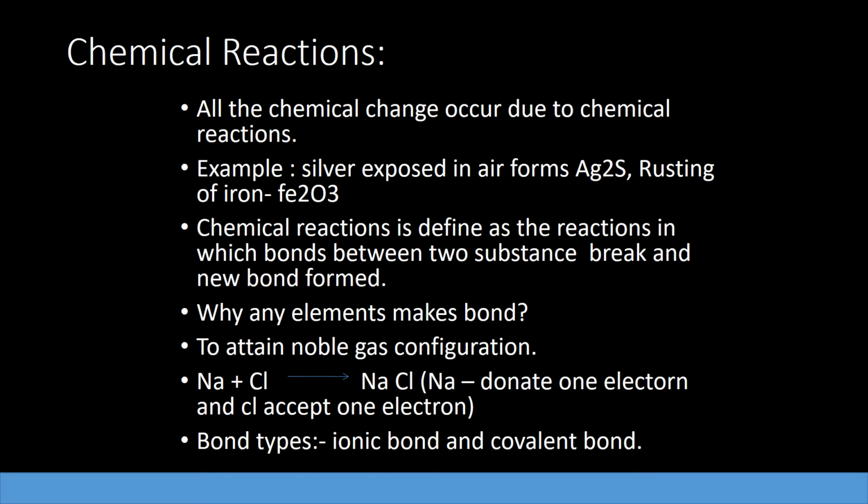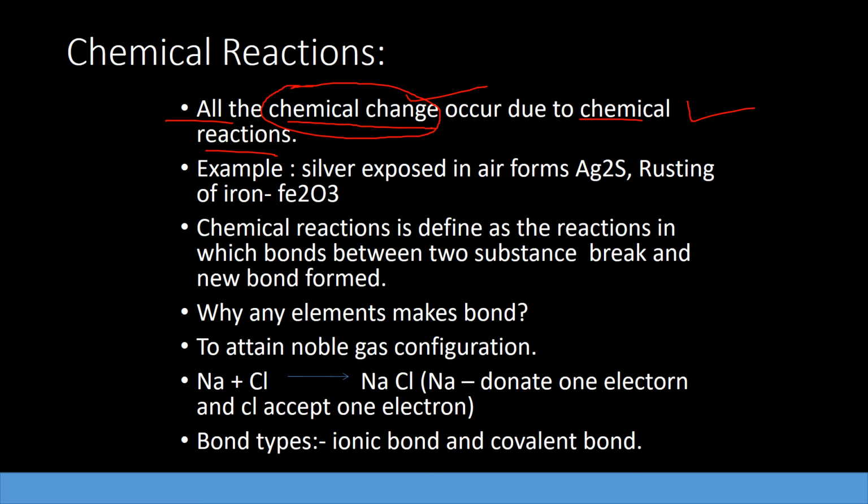Now, chemical reactions. The next topic is chemical reaction. All the chemical changes occur due to chemical reactions. So it is a very important line that explains why these chemical changes happen in our surroundings. Basically, these happen due to chemical reactions. In our environment, two things react, and they give the chemical change. So chemical reaction is the cause of chemical changes.